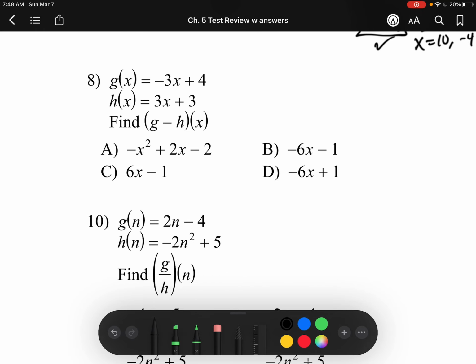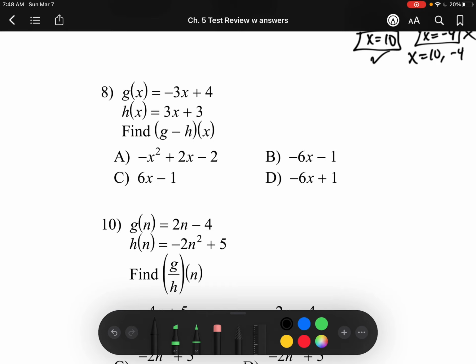Next, I'm moving on to number 8. So number 8, we're given a set of functions. We're given function g and function h. So function g is negative 3x plus 4. Function h is 3x plus 3. And we're combining by subtraction, right? Because we have g minus h of x. So I'm taking function g and I'm subtracting function h from it.